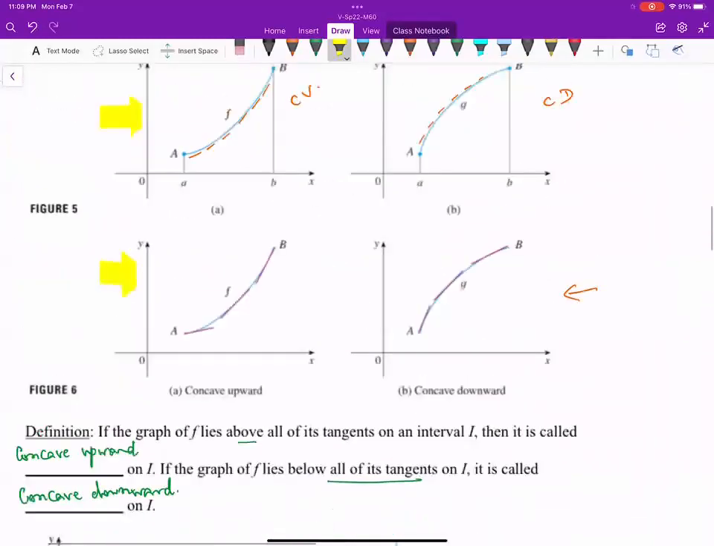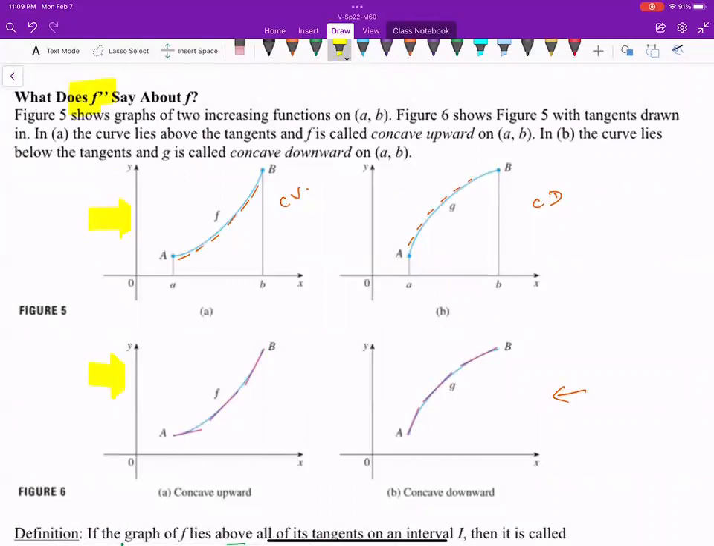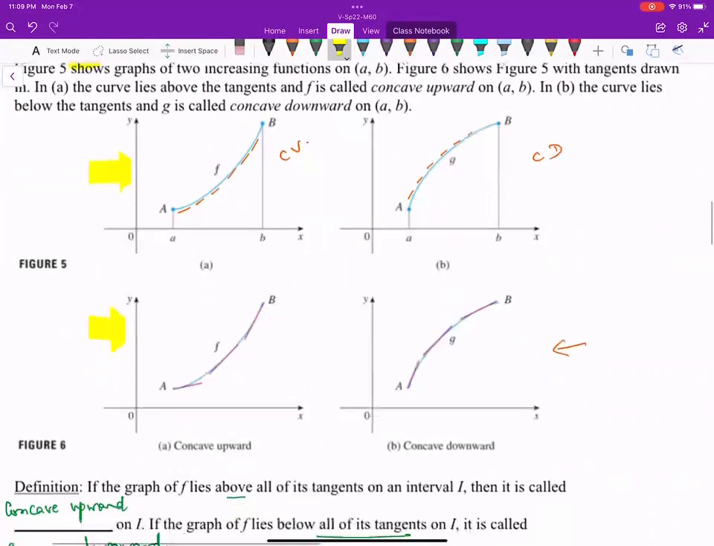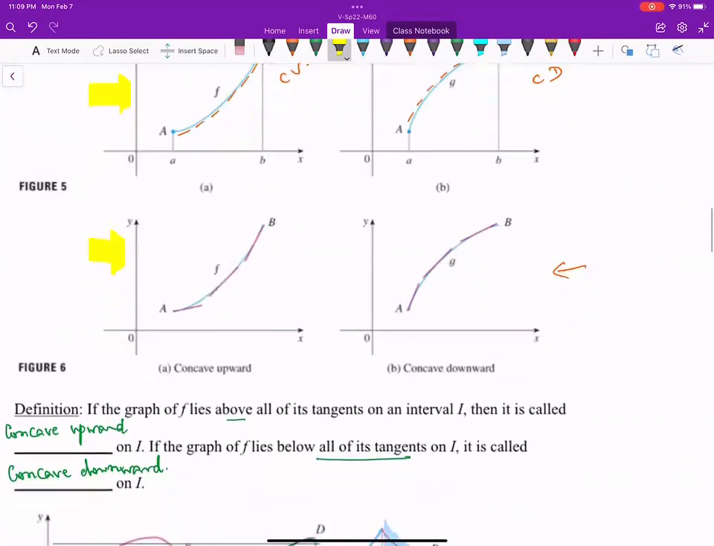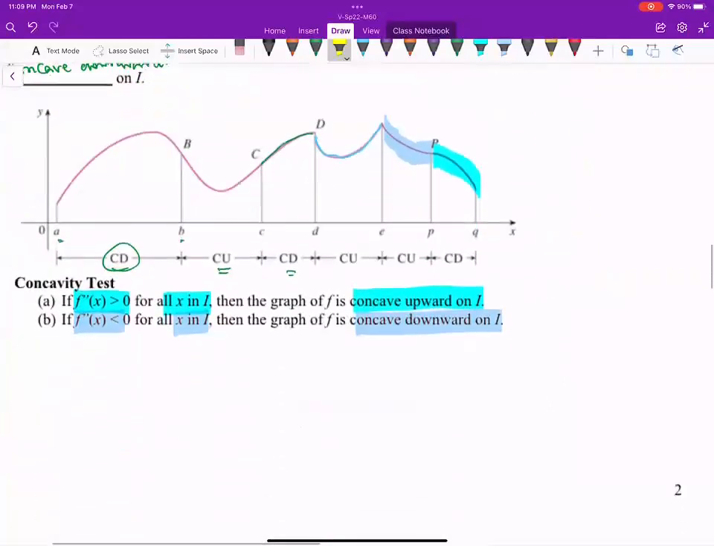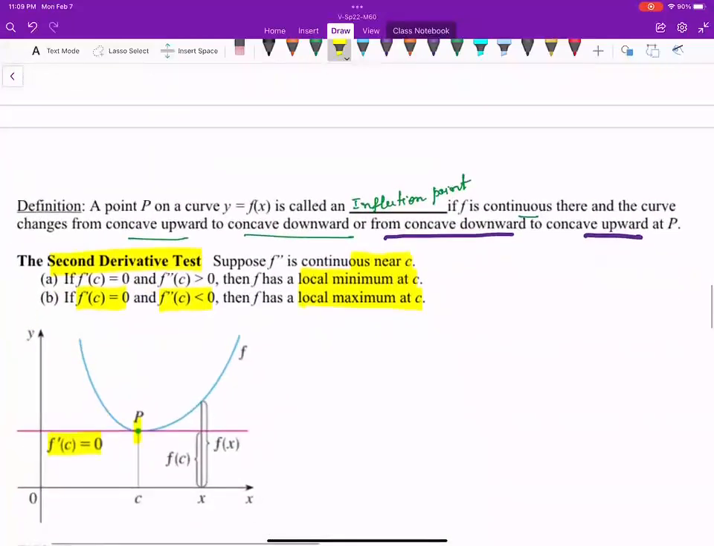So if I summarize this, a function is concave up if it lies above all of its tangent lines. It is concave downward if the graph is below all of its tangent lines. That is number one, the definition. Then a point is said to be an inflection point wherever the concavity changes, either from upward to downward or from downward to upward.